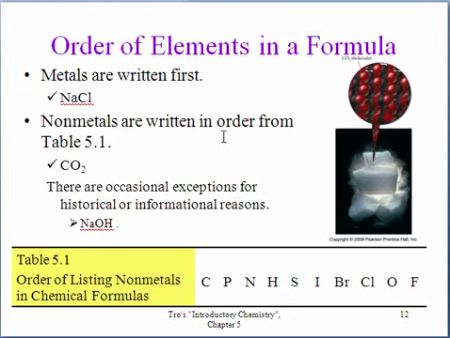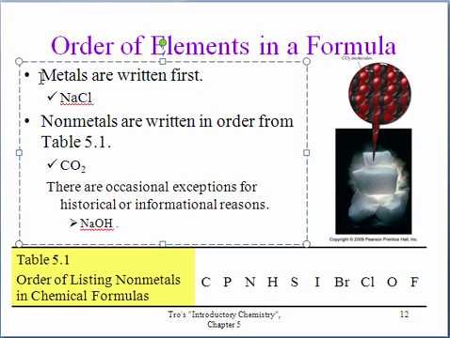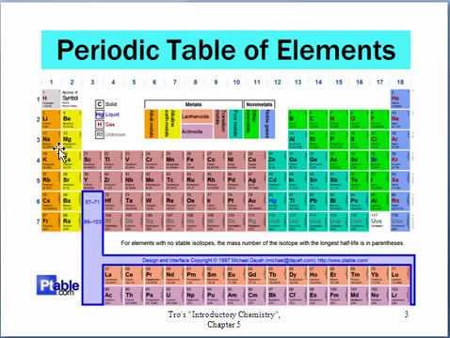Now, when we write formulas, there is a specific order that we need to follow. If the compound has metals in it, the metals are always written first. So here's an example, NaCl. That's why it's very important to know where the metals are on the periodic table and to be able to identify a given element as a metal or nonmetal. Because if it is a metal, it's going to come first in the formula.